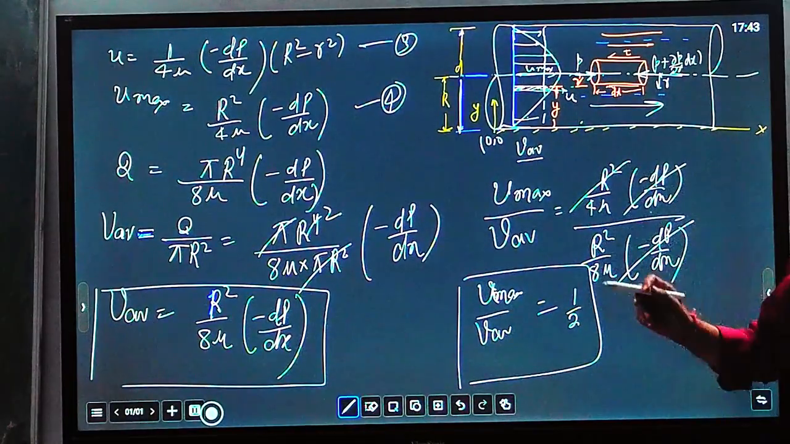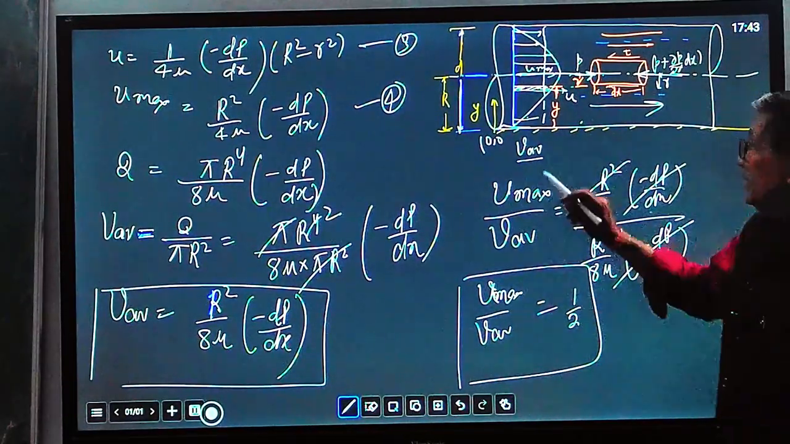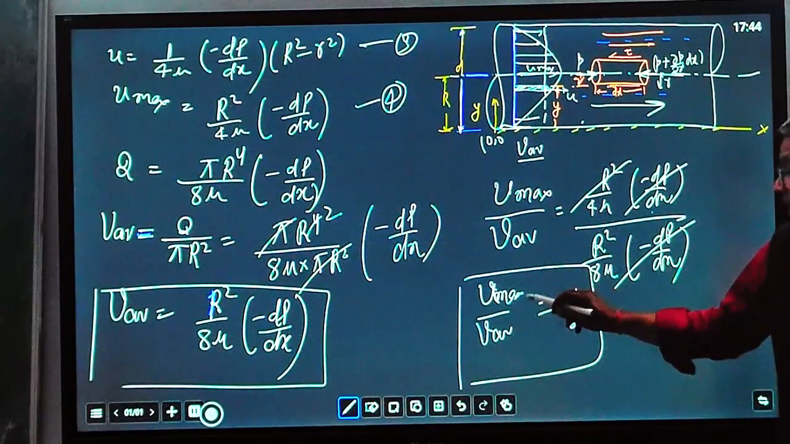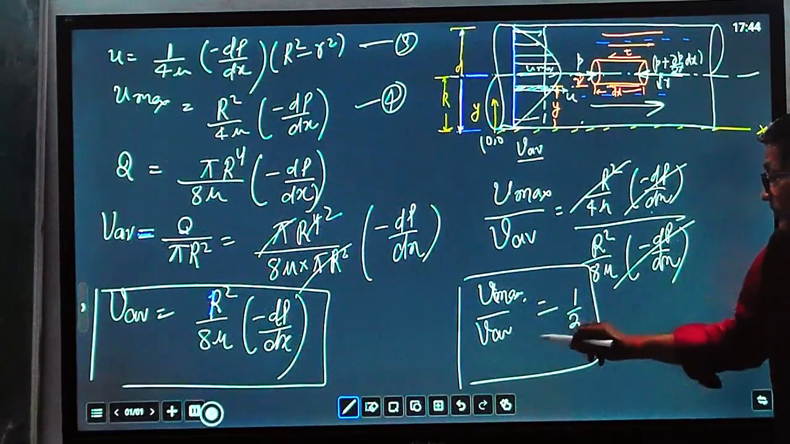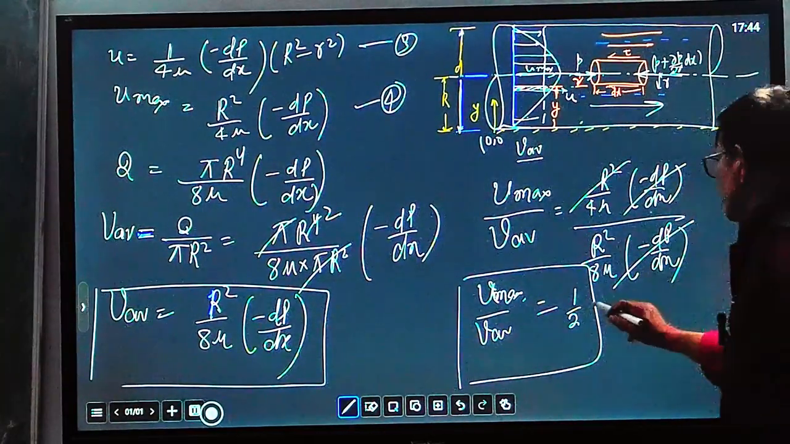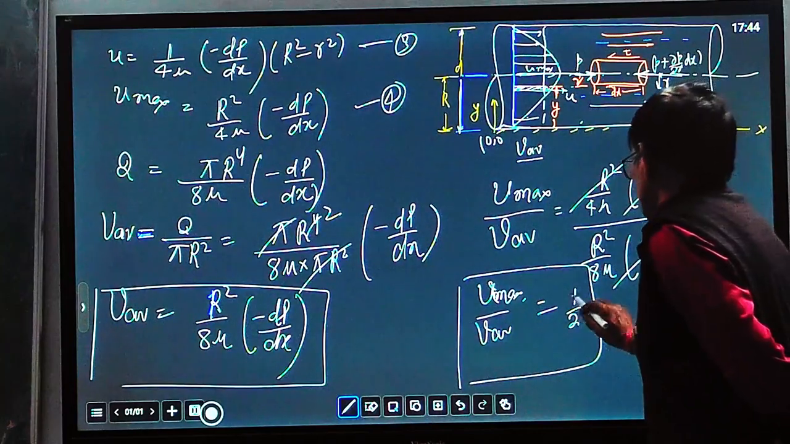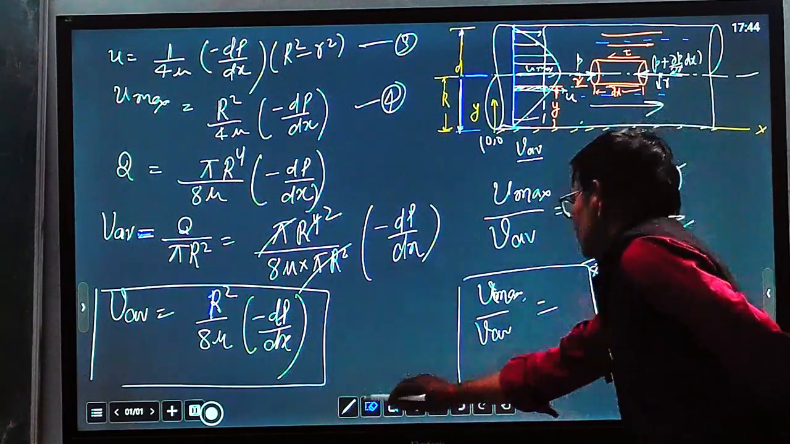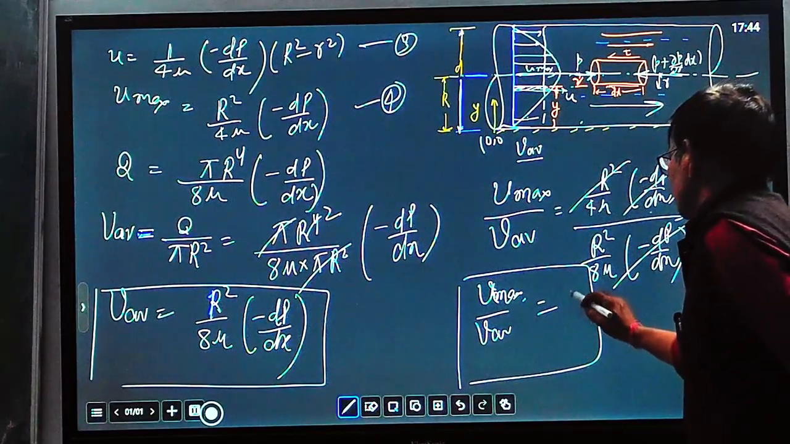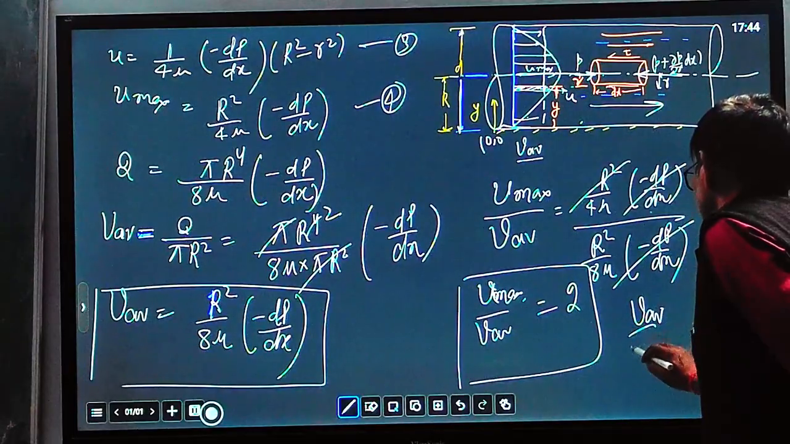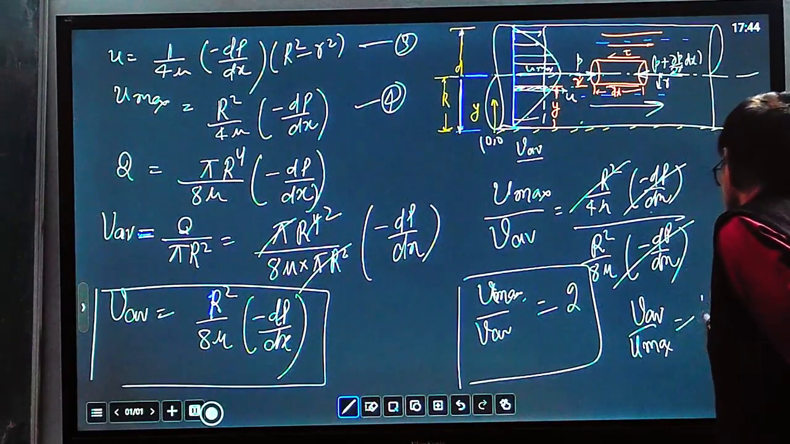If you have derived this equation, you certainly remember it for laminar flow. For laminar flow, what is the ratio of average velocity to maximum? Sorry, I think what we have written should be equal to 2, not 1 by 2. That is equal to 2. There is a mistake in writing because this calculation is reversed. So u maximum upon V average equals 2, or V average upon u maximum equals 1 by 2.